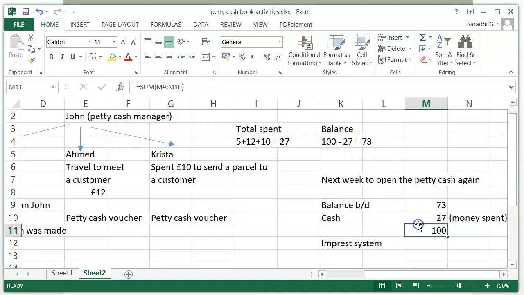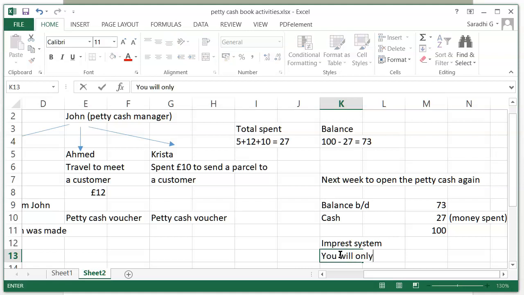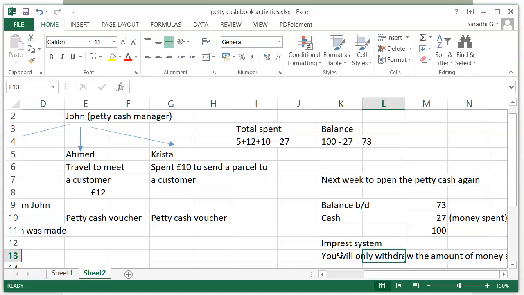So to start your petty cash book again, you will not withdraw 100 again, because you already have 73. You will only withdraw the money that was spent in the last week. The money that was spent in the last week was 27. So you will withdraw 27, making it an opening balance of 100 pounds again. And this procedure, where you only withdraw the money spent, is called the imprest system. Okay. Now let's look into the theory again.